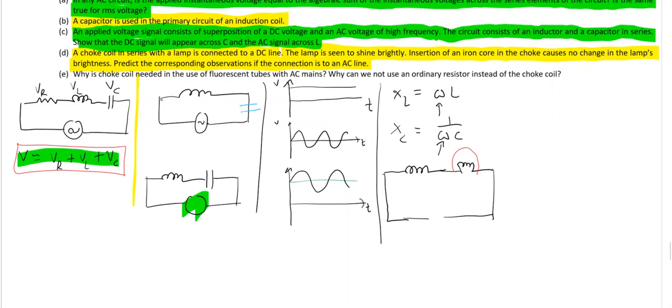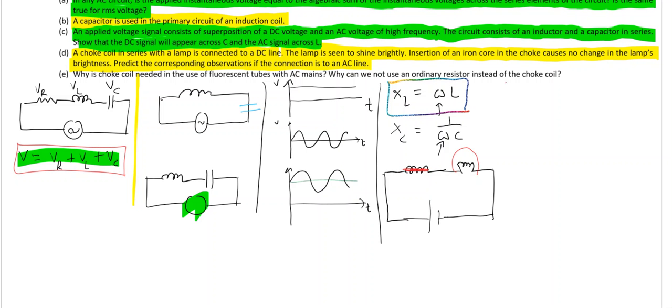and what if I have DC? So when I have DC, as mentioned here, omega is 0, so inductive reactance is 0. It makes no difference to this circuit whether inductance is of high value or low value, because inductive reactance will be 0. So when you insert iron rod here, actually it is changing inductive reactance, but for this circuit inductive reactance is of no importance and hence brightness will not change.